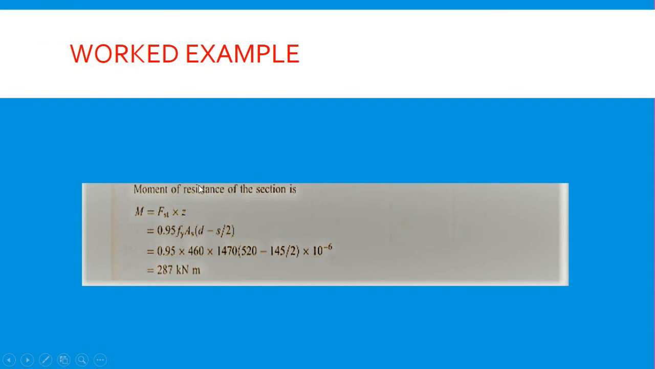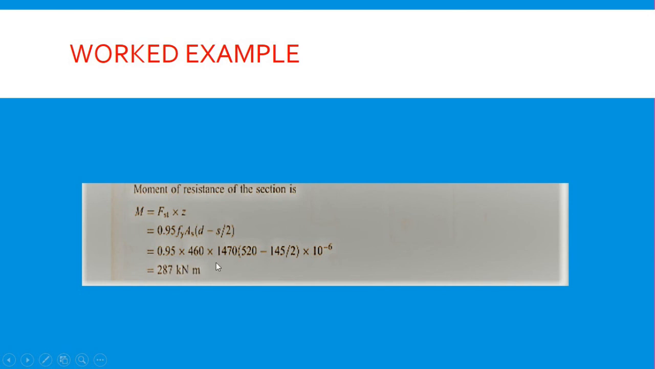So we have the formula for calculating the moment of resistance of the section, M, which is the same as the tensile force multiplied by this value of z. It's 0.95 fy. We already have the characteristic strength of the reinforcement as 460. Then you multiply by the area of the tensile steel, which we had already as 1470. Then you multiply by the value of z here.